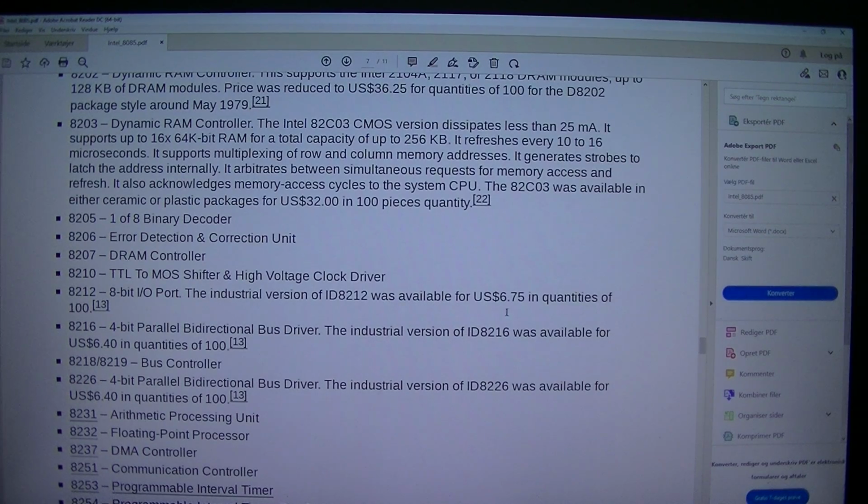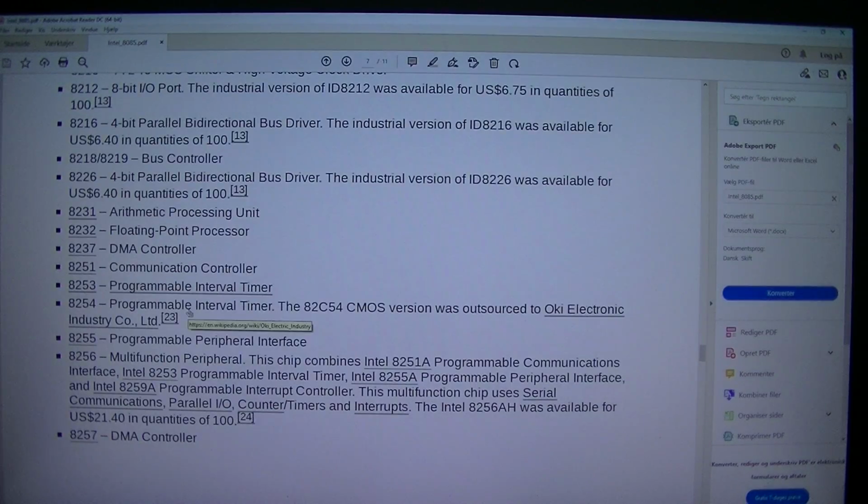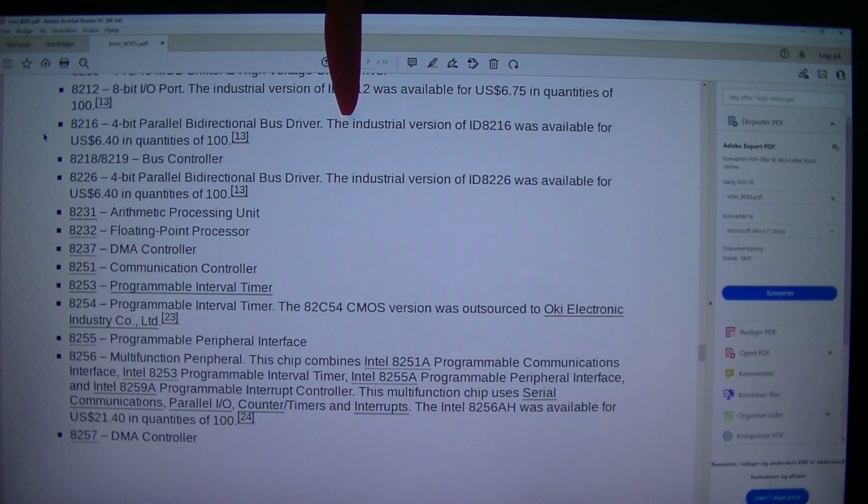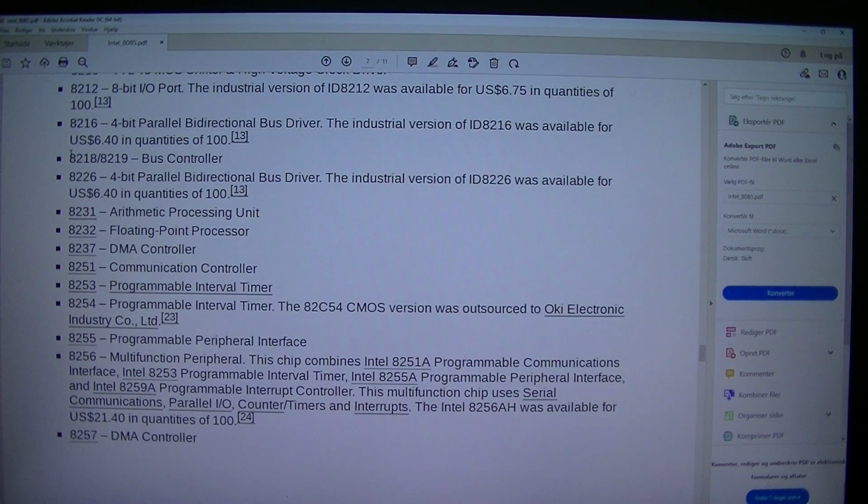8212 was available for $6.75 in quantities of 100.13. 8216 4-bit parallel bidirectional bus driver. The industrial version of the 8216 was available for $6.40 in quantities of 100.13.